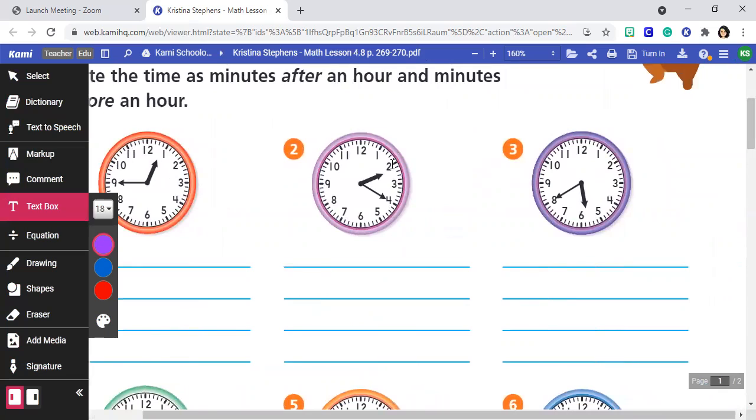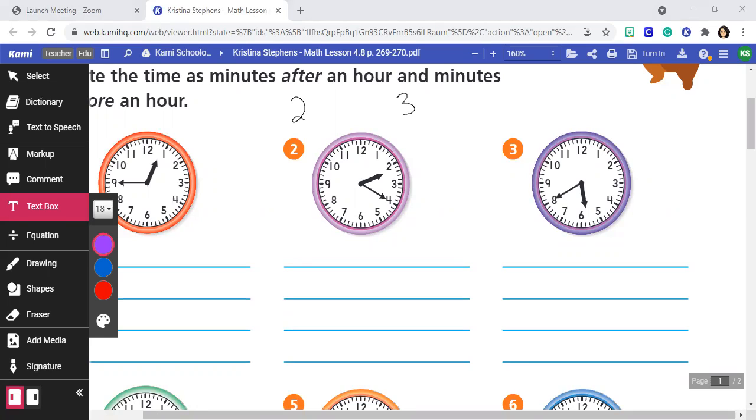Number 2. Let's look to see where our hour hand is. It's pointing right here in between the 2 and the 3. I think I'm going to try annotating on my screen here. I know that it's after the 2. It's in between the 2 and the 3, so it's not 3 o'clock yet, so it's still 2 o'clock.